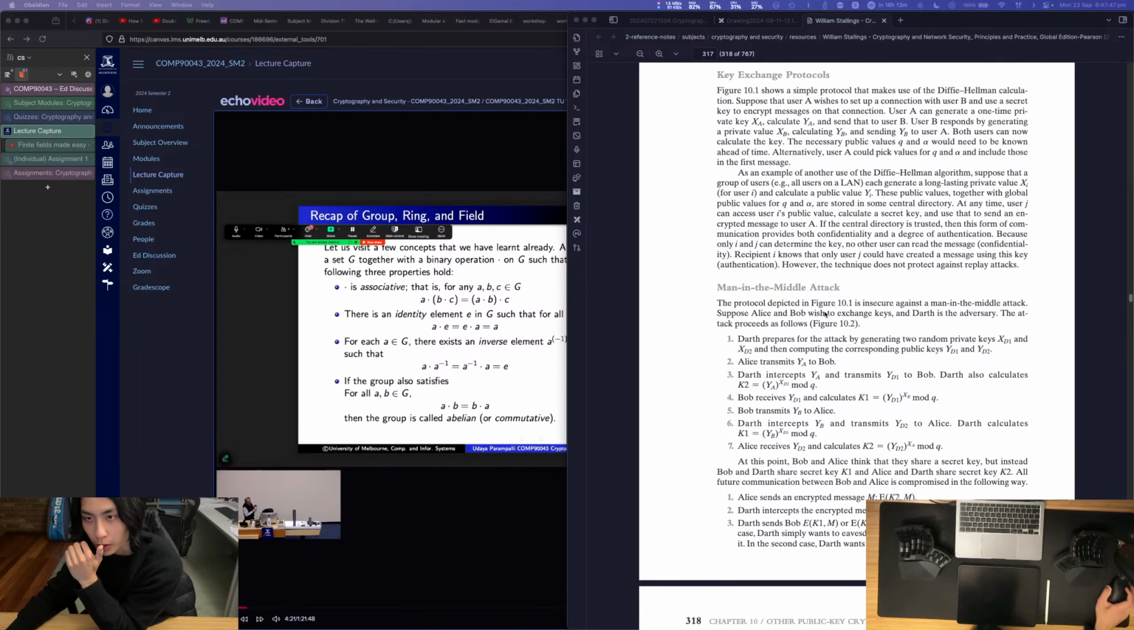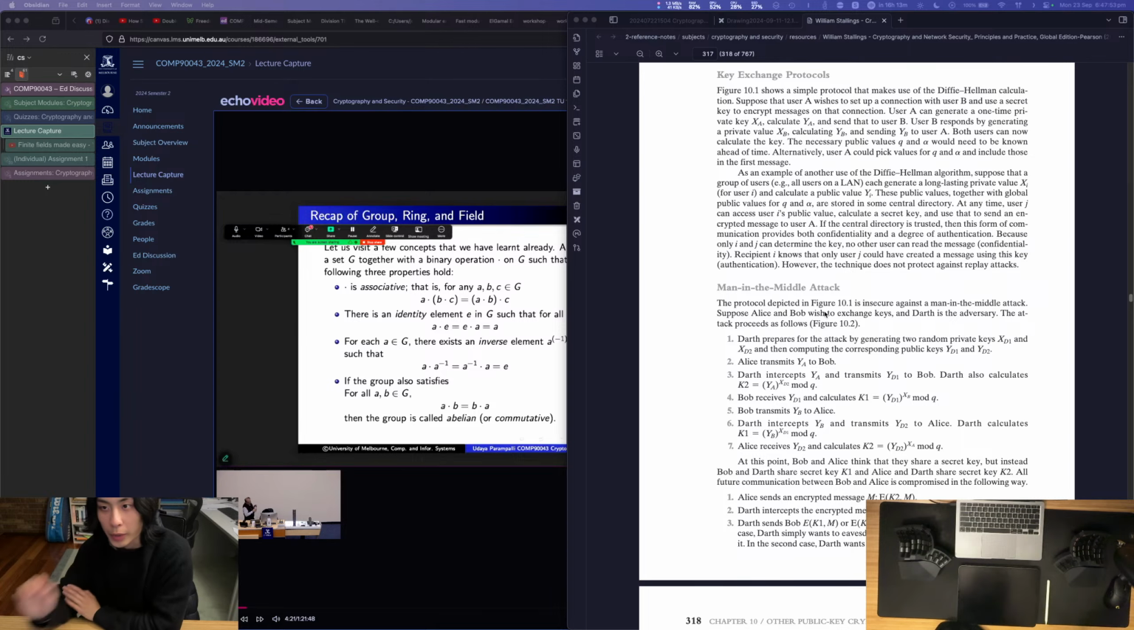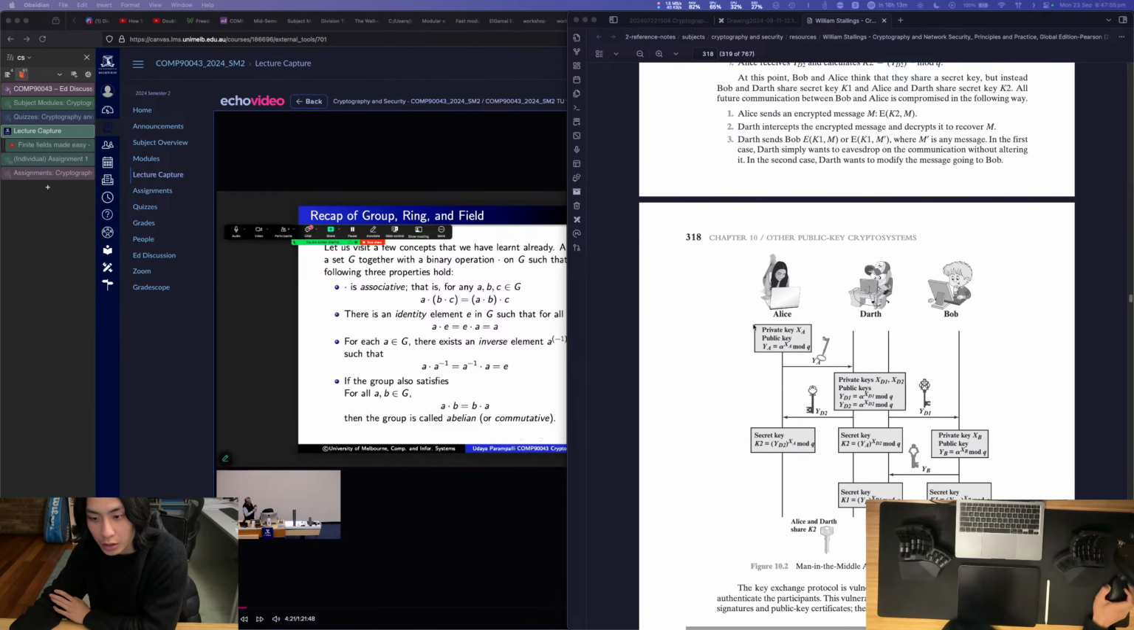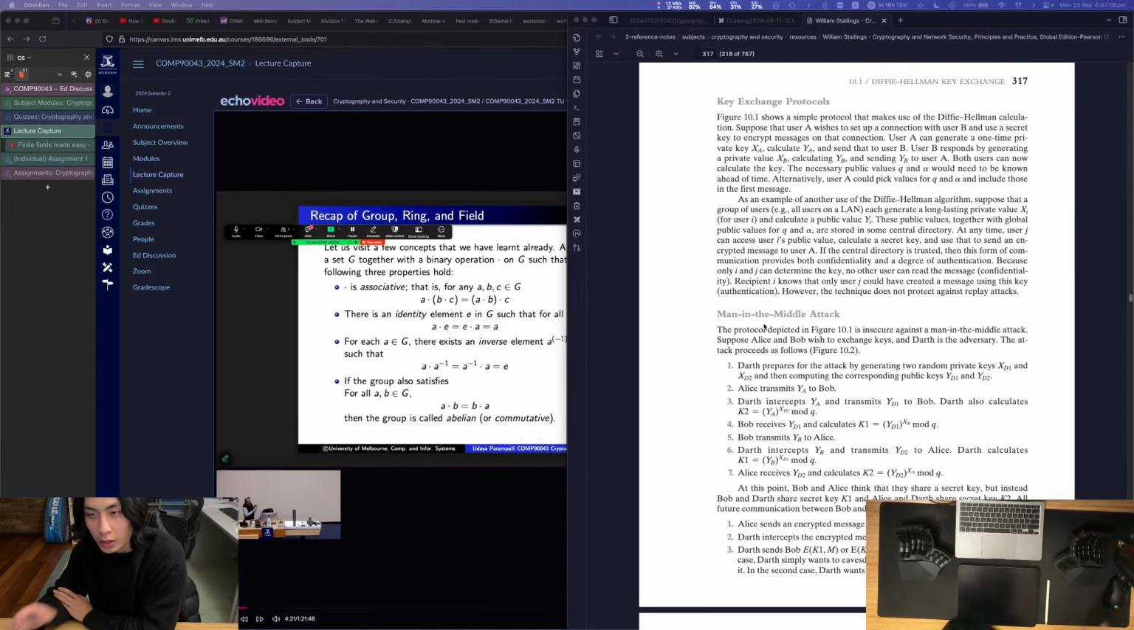Okay. Key exchange protocols. Figure 10.1 shows a simple protocol that makes use of the Diffie-Hellman calculation. Suppose that user A wishes to set up a connection with user B and use a secret key to encrypt messages on the connection. User A can generate a one-time private key XA, calculate YA, and send that to user B. User B responds by generating a private key XB, calculating YB, and sending YB to user A. Both users can now calculate the key. The necessary public values q and alpha would need to be known ahead of time.